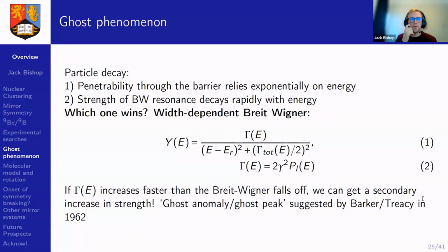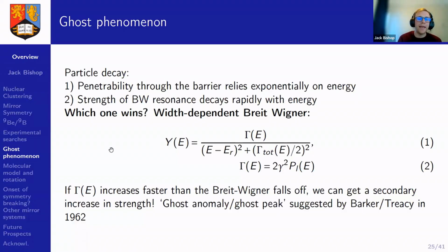So if you think about what the typical resonance shape looks like, it peaks at one energy and then it dies away with the tails as it goes away. So what we can ask ourselves is, okay, these are two slightly conflating ideas. If we go to higher energy, then actually the penetrability starts to become larger. It's almost easier for the state to decay. But then as you get to higher excitation energy, this Breit-Wigner is going to decay away. So we can ask ourselves, which one of these two wins? And to answer this, we can look at the width-dependent Breit-Wigner that takes into account these two ideas.